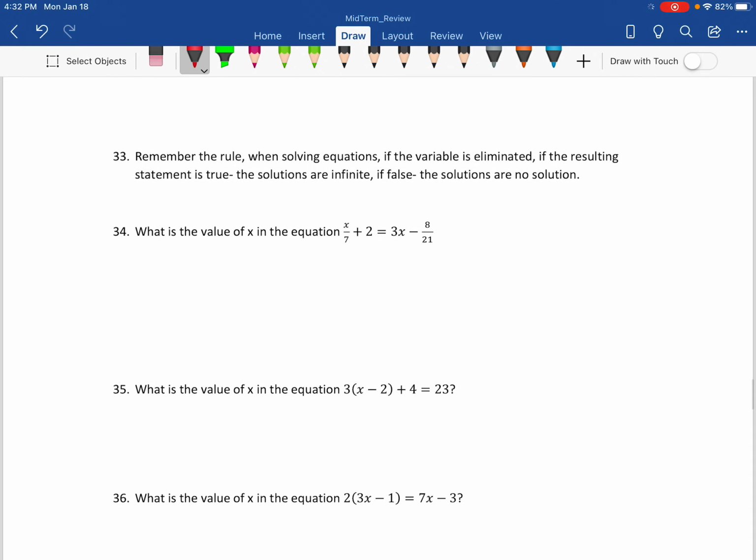All right, number 33. Remember the rule for solving equations. If a variable is eliminated, if the resulting statement is true, the solution is infinite. And if the statement is false, it has no solution.